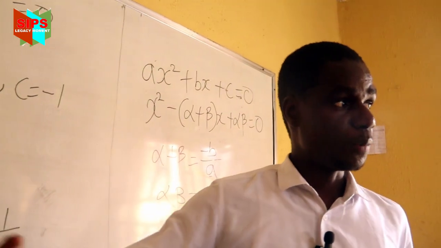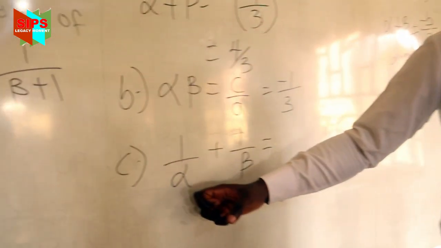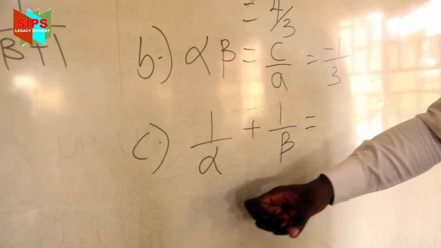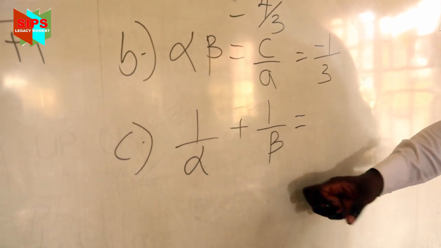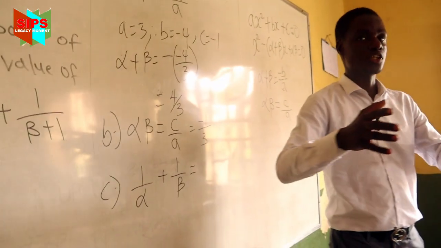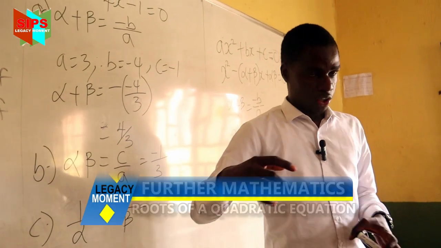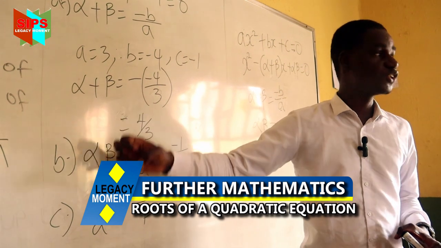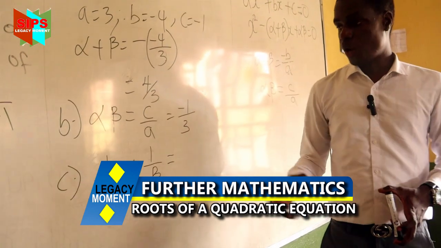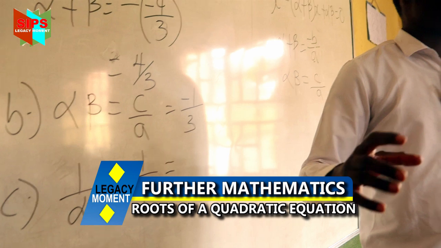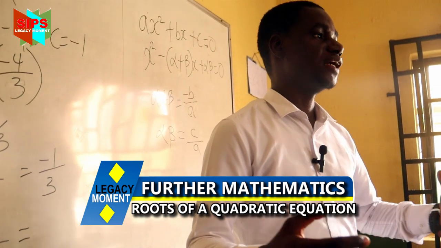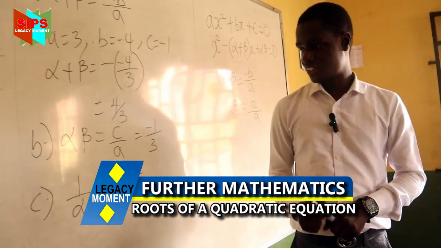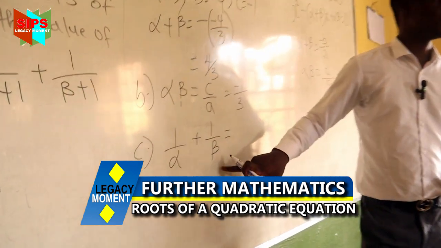So our next question is 1 over alpha plus 1 over beta. If you observe from what we derived, you don't have a single value for alpha, you don't have a single value for beta. All we have is alpha plus beta and alpha beta. So our expression here, we have to represent it in either of these two forms. Whenever we have fractions and want to add or subtract fractions, what comes to mind? LCM. So what's the LCM of alpha and beta?